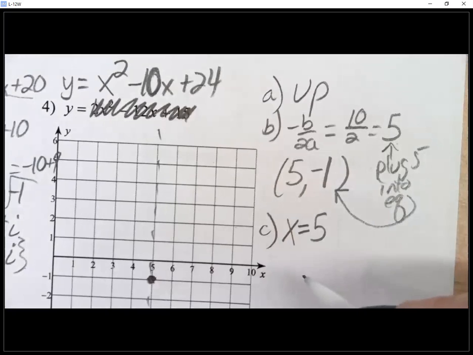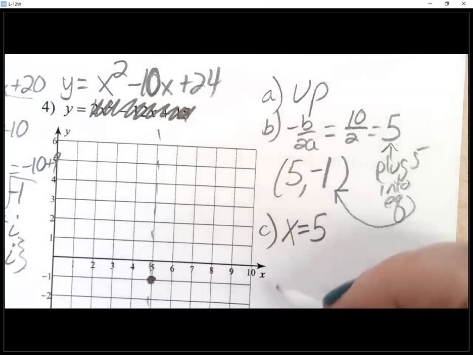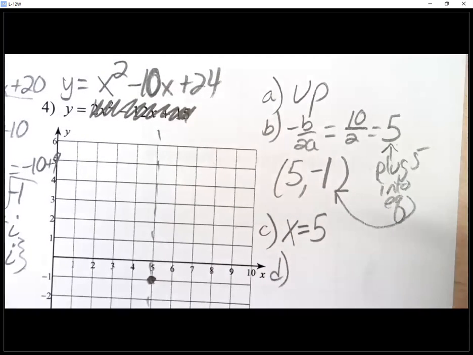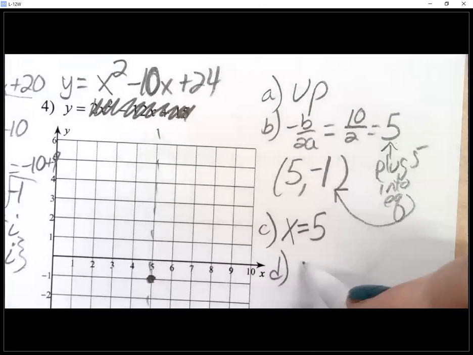What's D? The y-intercept. Let's find that. If you plug in 0 for x, what comes out for y?